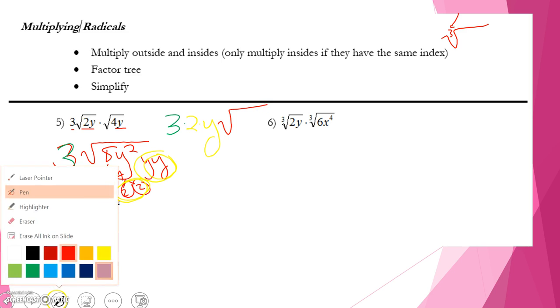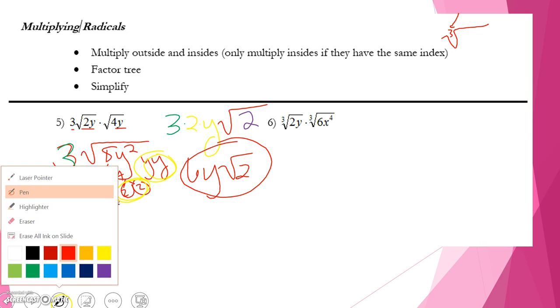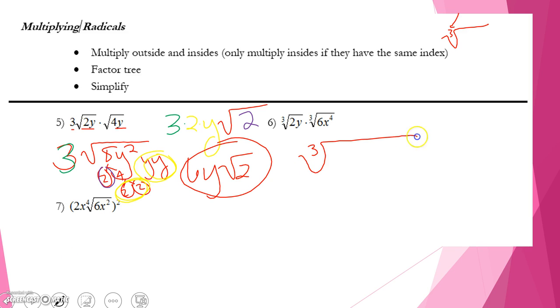Left over, I have a 2 right here. So to just clean it up a bit, I have 6y on the outside, square root of 2 on the inside. The next one is cube root, but they're both cube roots, so you can multiply them together. There's no outside, so I'm just going to multiply the insides. It's 12y x to the 4th.